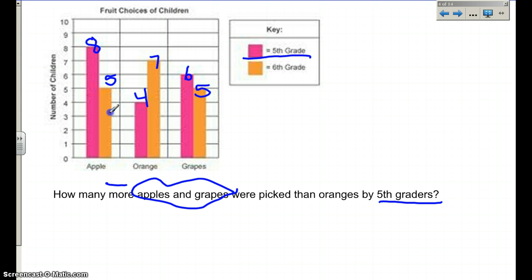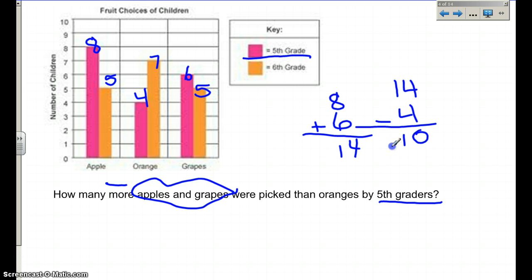And there are, for apples, 8 kids that picked apple. And there are 6 5th graders that picked grapes. So I'm going to add those together since they're in a group. 8 plus 6 is 14. But how many more was subtract? So how many more than oranges? So 5th grade, I'm going to look, there are 4. So I know 14 minus 4 equals 10. So there are 10 more apples and grapes that were picked by 5th graders than oranges.